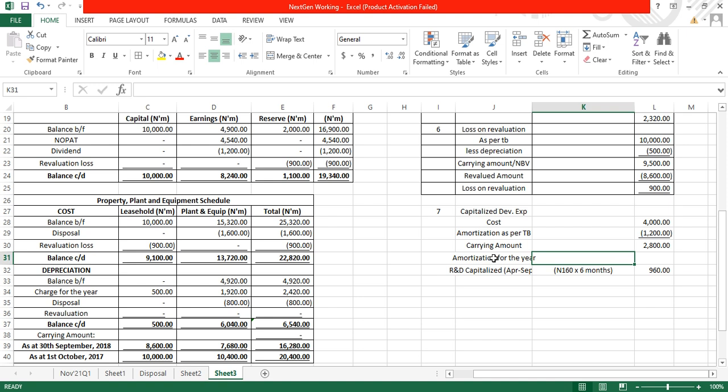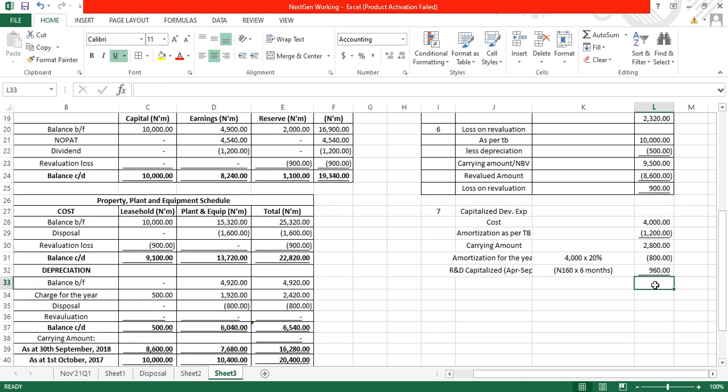That one will now be 4,000. They already told us 4,000 multiplied by 20%. That should give you 800, if I'm not mistaken. Since it is amortization, we have to deduct it. Do we understand, please? So that's amortization for the year. Do we have any other thing? No, I guess not.